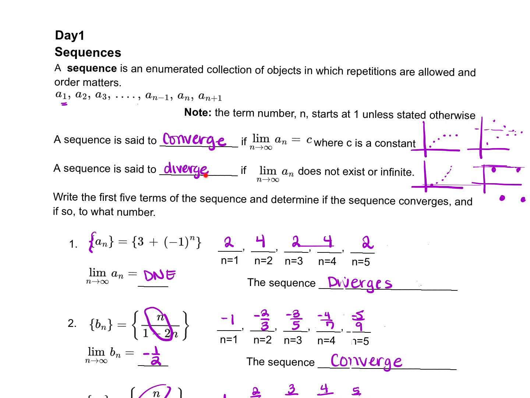It diverges if the set of numbers is going off to positive infinity or negative infinity, or if the set of numbers alternates but don't tend towards a horizontal asymptote.